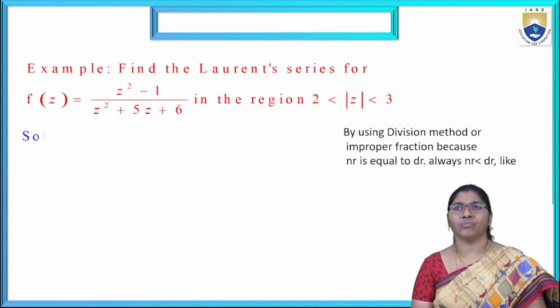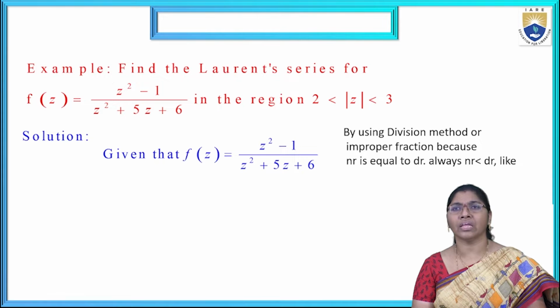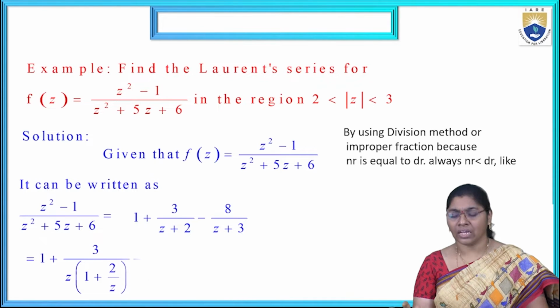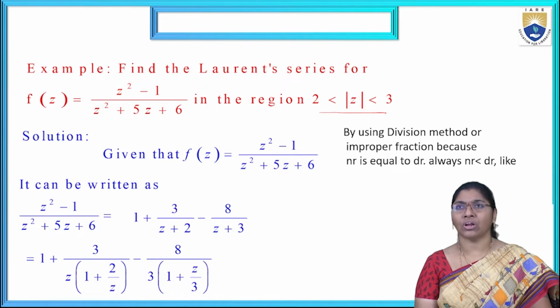Find the Laurent series for f of z equal to z square minus 1 by z square plus 5z plus 6 in the region 2 less than mod z less than 3. The region condition here is that z is in between 2 and 3.